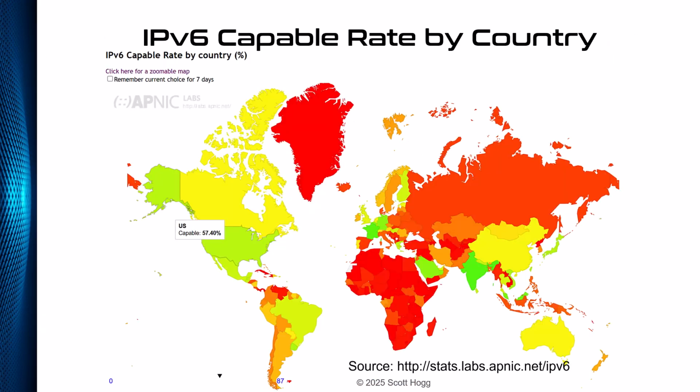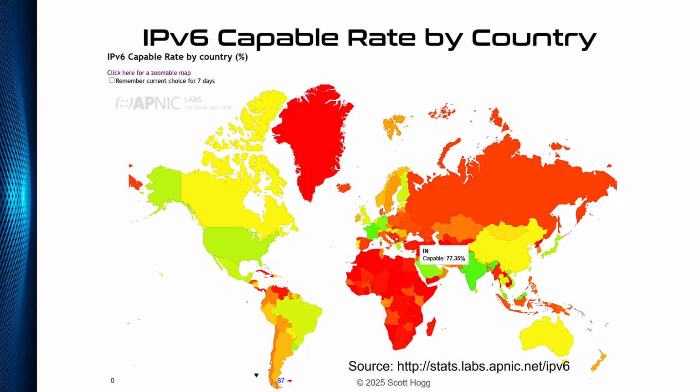This Asia-Pacific Network Information Center Regional Internet Registry site shows the IPv6 capable rate by country. APNIC statistics show that the amount of IPv6 capable devices in the United States is now over 57%. IPv6 is now used by the majority of internet users within the United States. Some entire countries are surpassing 50% and even 70% IPv6 internet traffic.